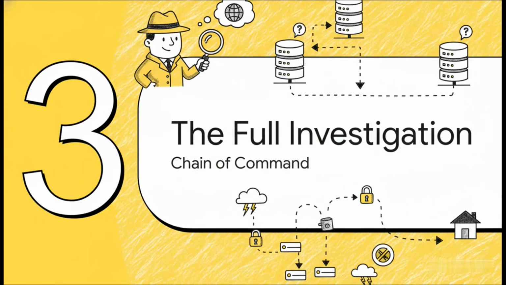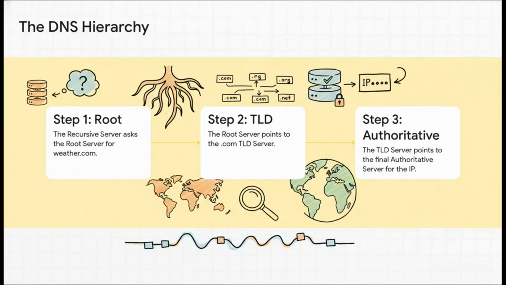Okay, so caching is great, but what happens when the information isn't in the cache? This is where our investigator, the recursive server, has to do some actual work. So let's follow the complete chain of command for an address that nobody's looked for recently. The journey is always the same 3 steps, a really clear and logical hierarchy.